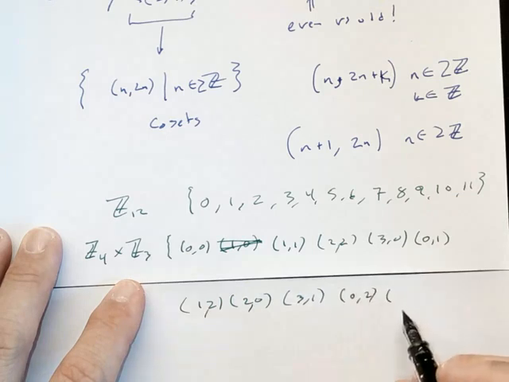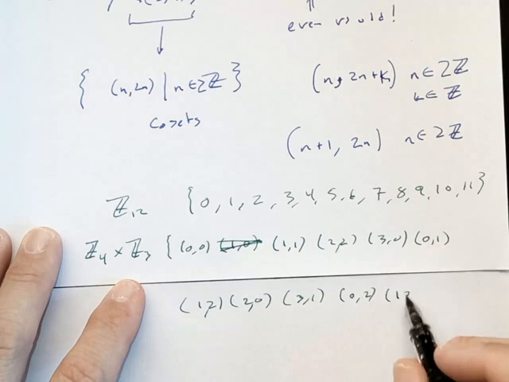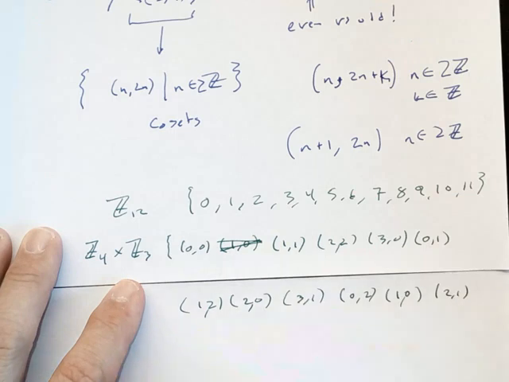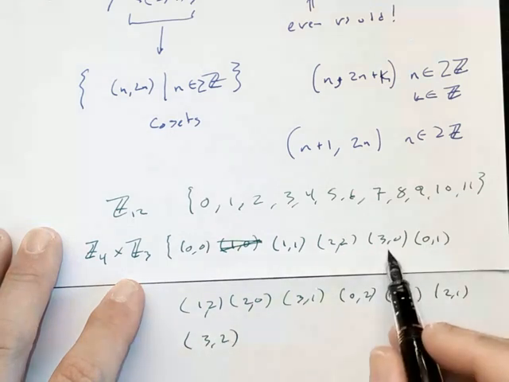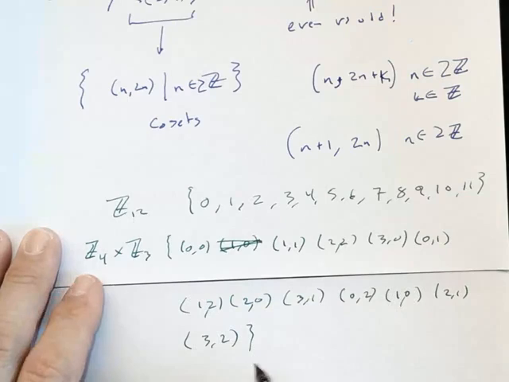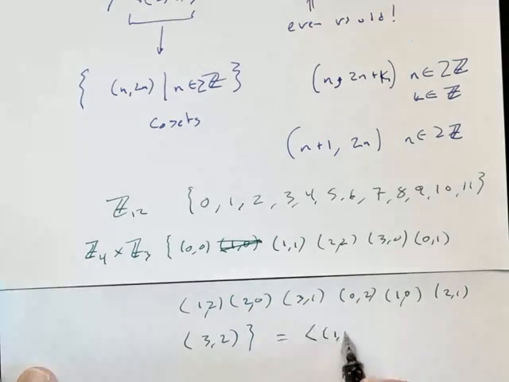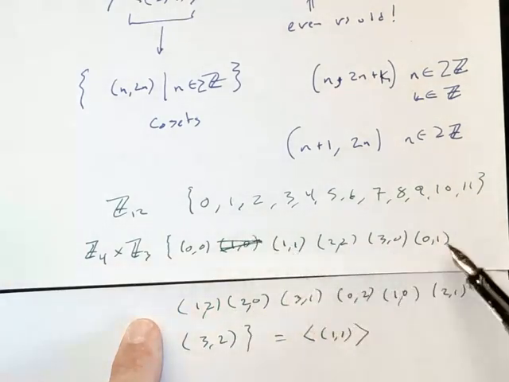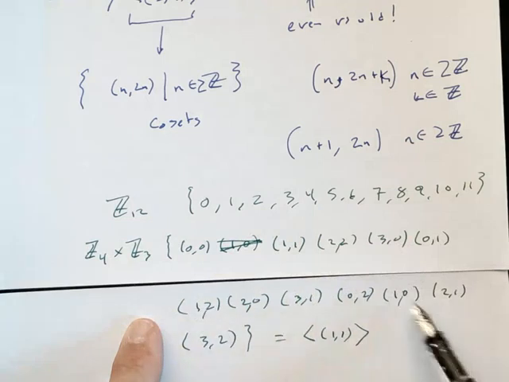Keep going. 1, 0. See why I didn't list it there? And then 2, 1. And then 3, 2. I already ran into 3, 0. I can't run into it again. And then 0, 0. So I'm back around, right? So this is the subgroup generated by 1, 1, which means this, in this order, is 1, 2, 3, 4, 5, 6, 7, 8, 9, 10, 11, 0.